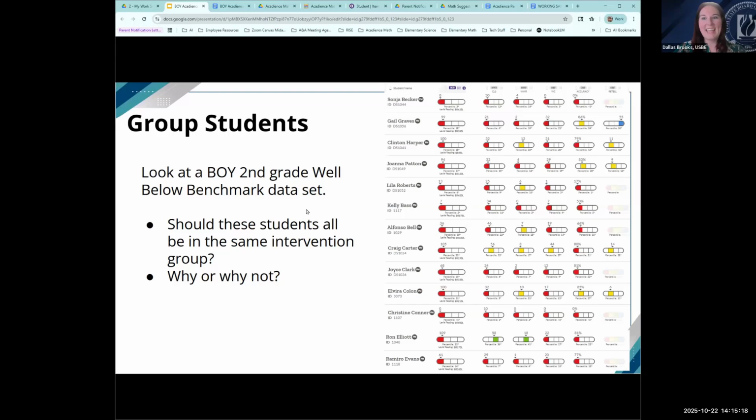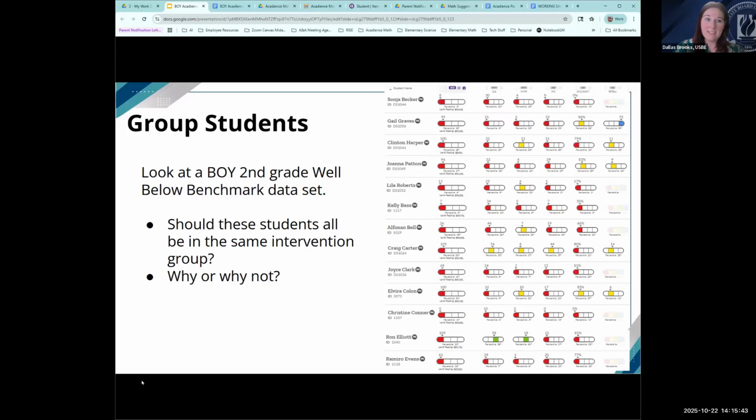Erica asked, when you say Acadience screener, is that separate from the diagnostic? Yes, those are two separate things. The Acadience assessment, the beginning of year benchmark that we give to all students for reading, and also for math, is a screener. Like I said, it's kind of like a temperature check. It just tells us who needs extra help and who doesn't.